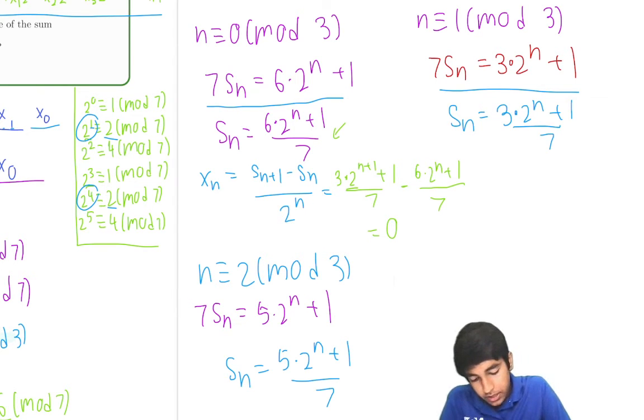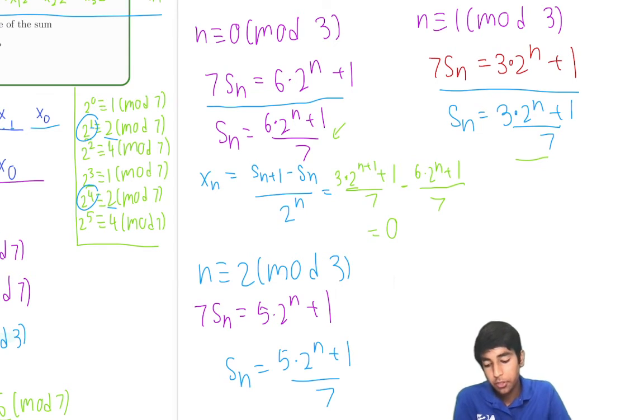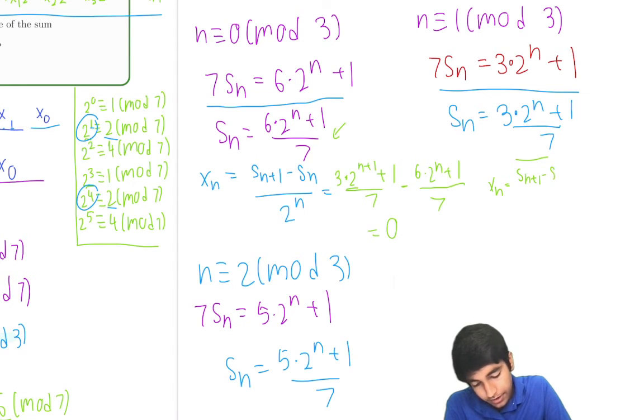Now what about this case? N is 1 mod 3. Then x of n equals, same thing, s of n plus 1 minus s of n over 2 to the n, which is, well, in this case, n plus 1 will be 2 mod 3, so it will have this formula.